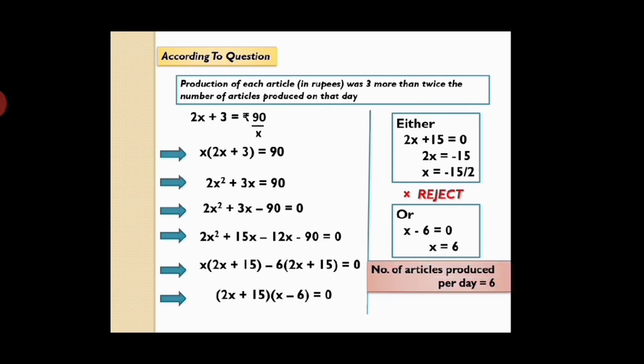So the number of articles produced per day is 6 and cost of produced of each article will be 90 by 6. It means rupees 15. So hope now you have understood how we can convert given word problem into quadratic equation and how we can factorize them by using middle term split method.